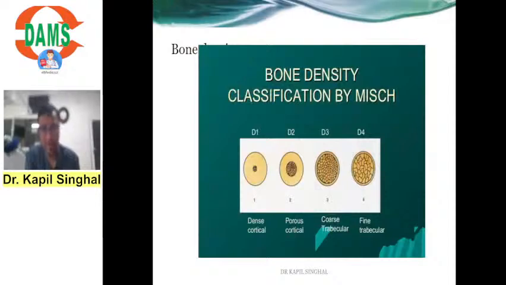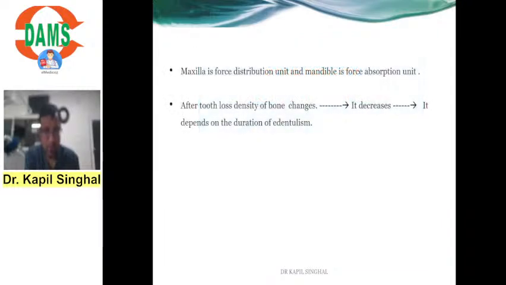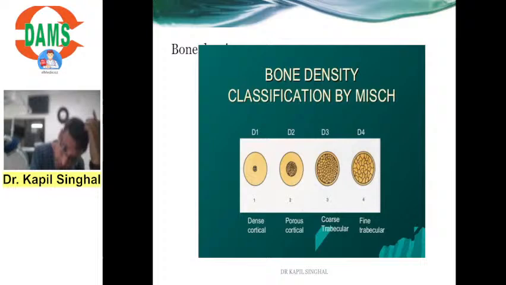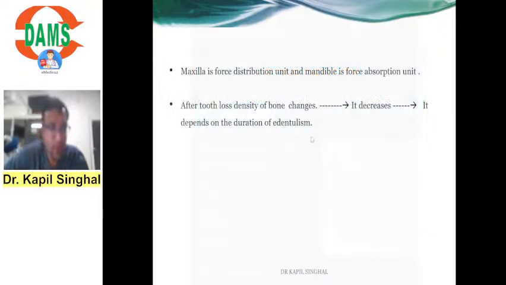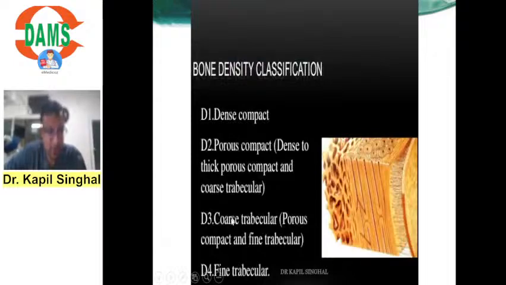Next important topic is bone density. Now, there are 4 types of bone density: D1, D2, D3 and D4. This classification was given by Misch. D1 is dense cortical, D2 is porous cortical, D3 is coarse trabecular and D4 is fine trabecular. D1 is the hardest and D4 is the softest bone.